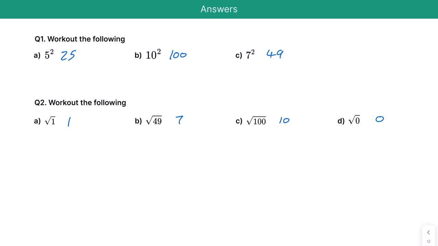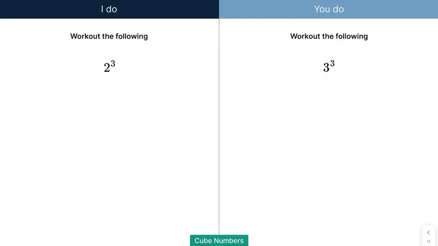Here are the answers. So we are now looking at 2 to the power of 3. This is also called 2 cubed. And now it's just saying, well, multiply 2 by itself 3 times. And that gives me 8. And on the right, we are just going to multiply 3 by itself 3 times. So 3 times 3 is 9. 9 times 3 is 27.